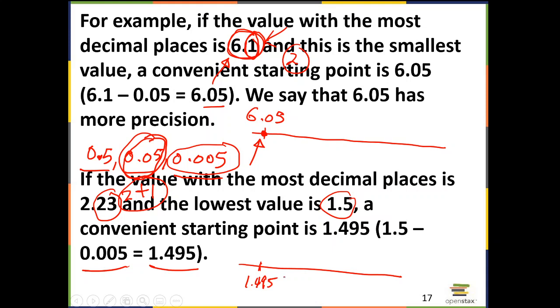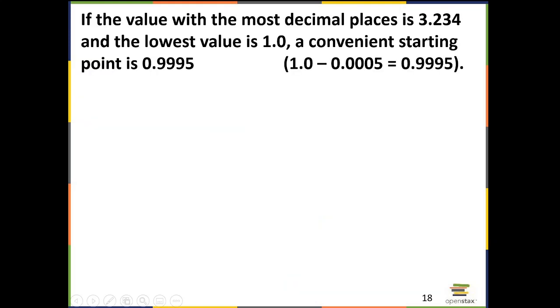Okay, let's do a few more examples. What if the most number of decimal places is this number here, which is 3? We add 1 to it, so that's 4 decimal places we need. And the smallest value is 1. So we take 1 and subtract a number with 4 decimal places: 1, 2, 3, 4. We subtract that from 1, and in this case, we're going to start with this number.